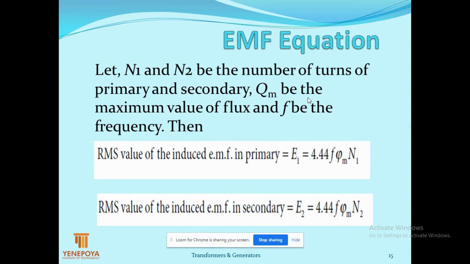Generally, the EMF equation of a transformer on the primary and secondary winding is given by the general expression E = 4.44 f φ N, where f is the frequency of supply, φ is the flux induced, and N is the number of turns, N1 and N2 being the number of turns on the primary and secondary.